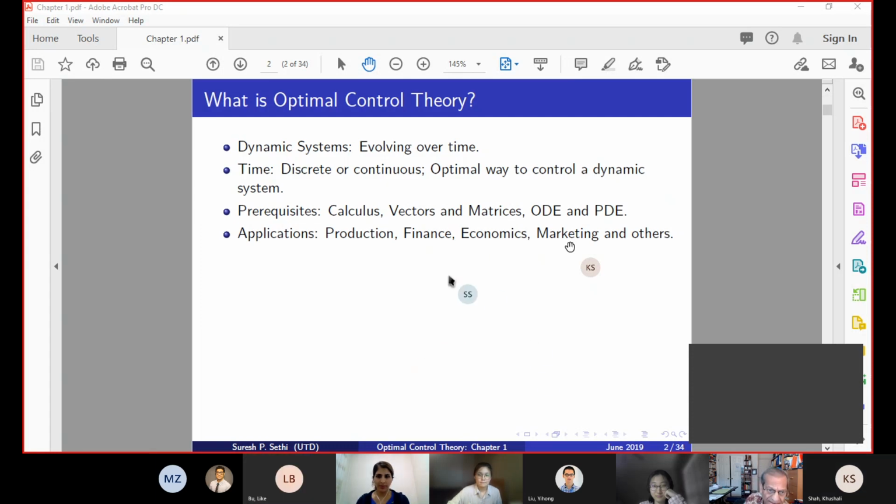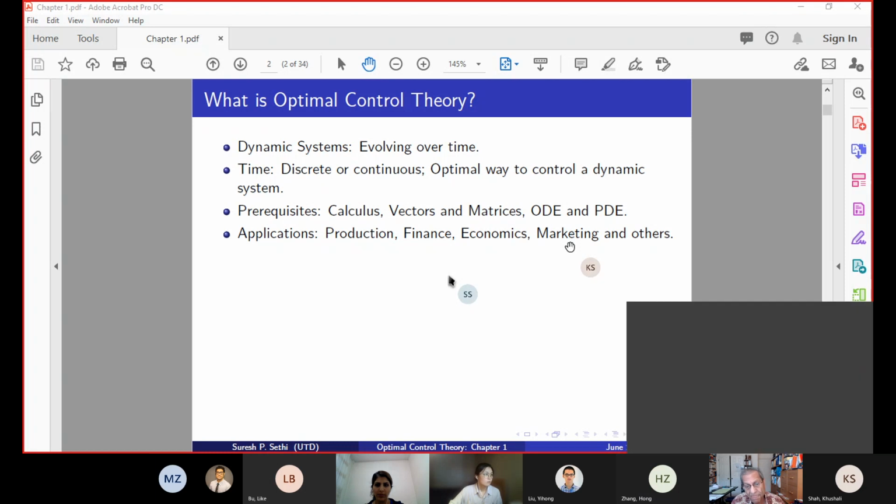So as you can see, this is a dynamic system that evolves over time. The time can be both discrete and continuous, but most of the time in control theory we treat time as continuous because the theory is much more elegant and much more developed. But we do have a discrete time setting in chapter 8 and chapter 9, so we will do that later in the class.